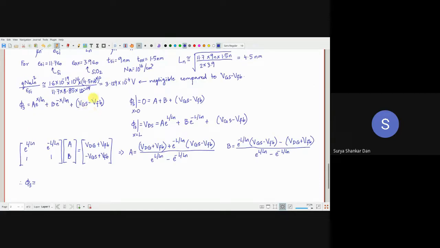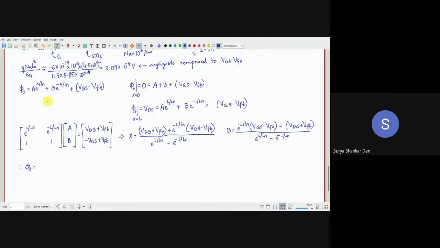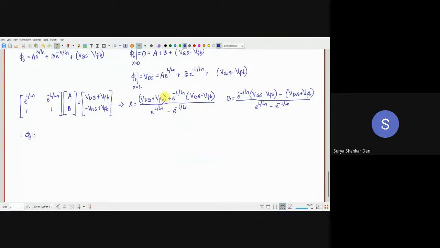We already have a e to the power of x by ln. So here one x e to the power of x by ln will come, and here also e to the power of x by ln minus x by ln will come. So what we'll write is VDG plus VFB, e to the power of x by ln, minus the other term VGS minus VFB. I'll take this first.